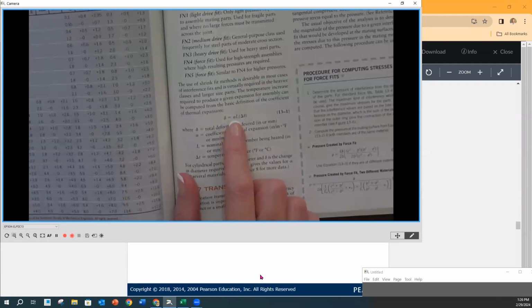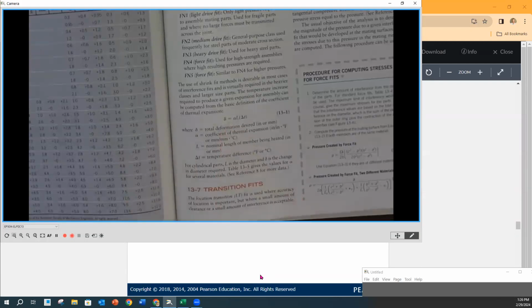Then the capital L is length. So what is the nominal length of the piece? Now, if it is a circular feature, it says right here that the diameter will equal your L. Okay, so don't think, oh, I have to know how long that diameter is. No. Whatever the diameter is, the L is the size there.